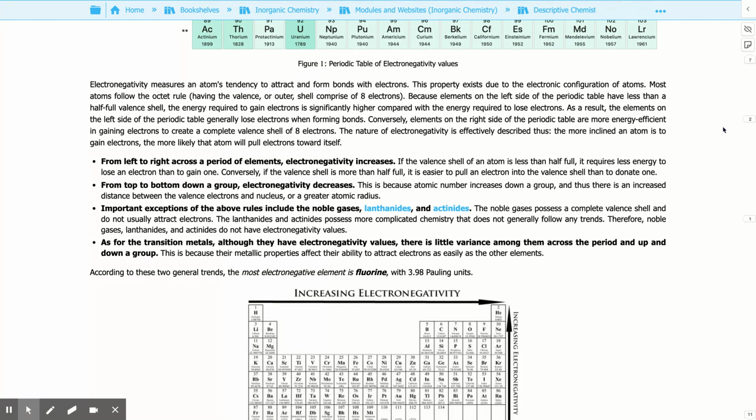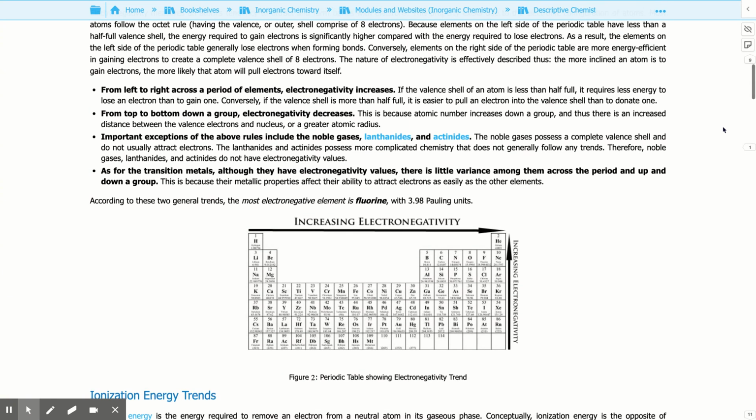And one of the major trends that I addressed earlier was electronegativity. Electronegativity measures an atom's tendency to attract and form bonds with electrons. And this property exists due to the electronic configuration of atoms. Atoms follow the octet rule, having the valence or outer shell comprised of 8 electrons.